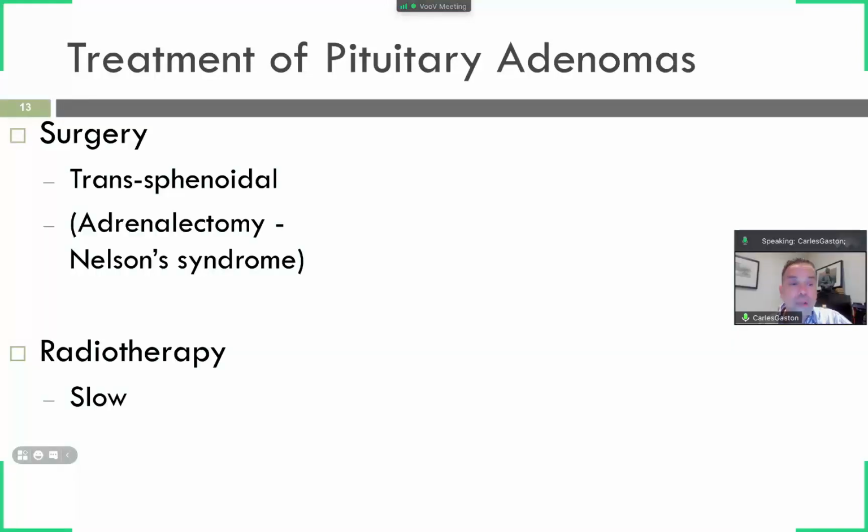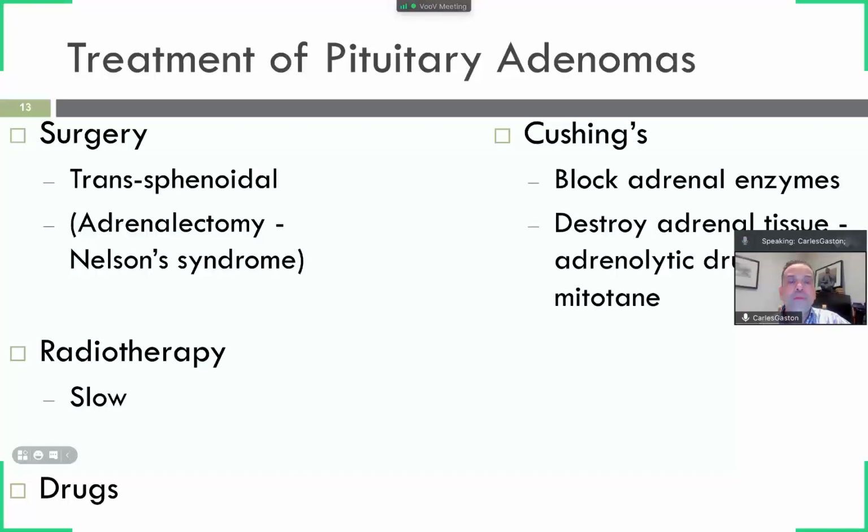Also, radiotherapy can be used after surgery, and this is slow, but it's used in highly growth tumors. But also, we now have quite a lot of different drugs that can be used, which work depending on the type of tumor. In the case of ACTH producing tumors, such as Cushing's disease, we may use block of adrenal enzymes. Again, we will cover this in the lecture next week.